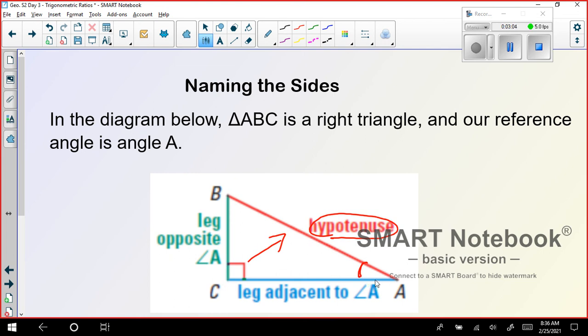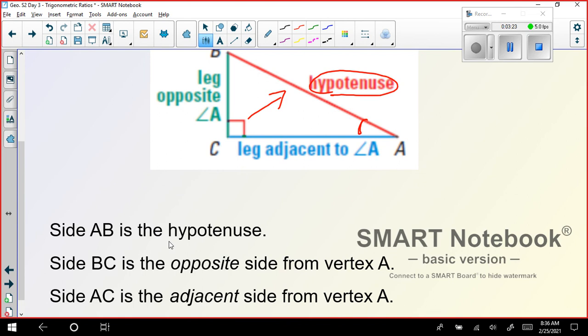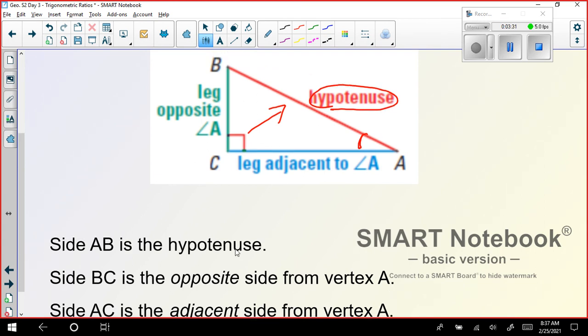For this particular angle, this is your adjacent side, the leg adjacent to angle A, and this is the leg opposite to angle A. Naming of a right triangle is very important, so just keep this in mind. This is how we name the right triangle before we see the ratios. Side AB is the hypotenuse, side BC is the opposite side for vertex A, and side AC is the adjacent side of the vertex A. This is how you name.